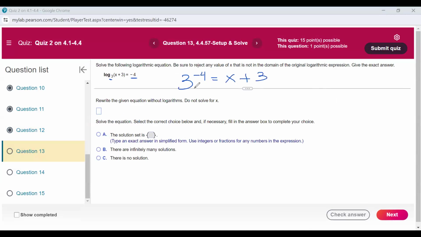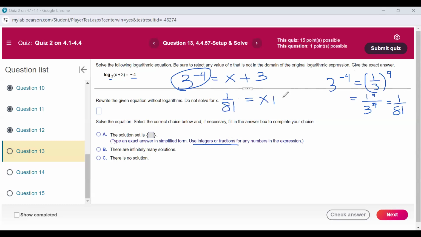3 to the -4, because it wants it in integers or fractions, I'll just do it on the side. It's the same thing as 1 over 3 to the 4th, which is 1 over 81. Or you can just type that into the calculator, and I'll show you how in a bit. So you have 1 over 81 equals x plus 3. And to solve for x, I'm just going to subtract 3 on both sides.